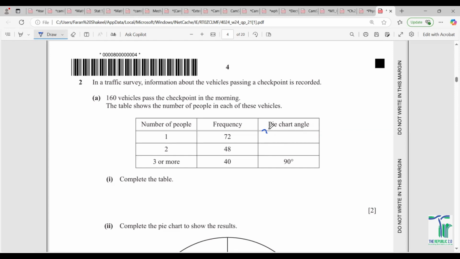You just need to do 72 divided by the sum of all these frequencies. The sum of all these frequencies is 160, times it by 360. इसको आप solve करें, you'll get 162. Similarly, if you want to calculate this angle, which is 48, divided by the sum of the frequencies, times it by 360, and you'll get the final angle, and that has to be 108. So this is how we're going to complete the table.